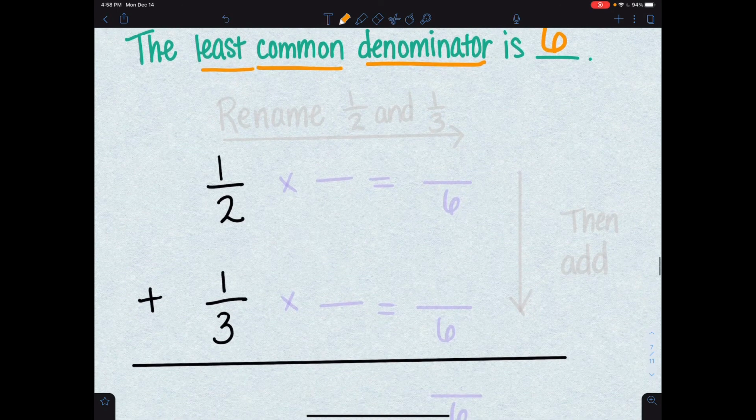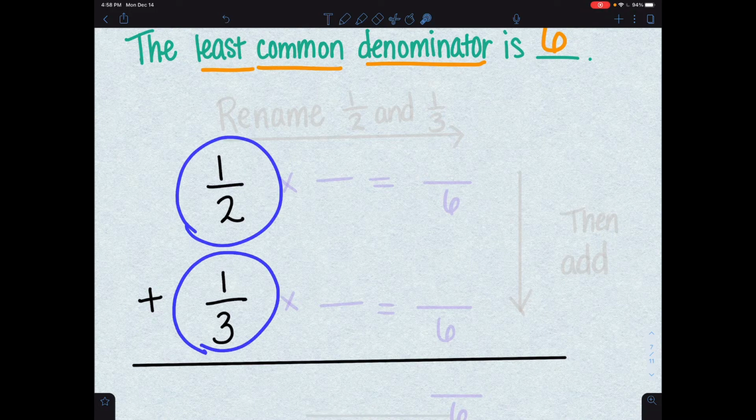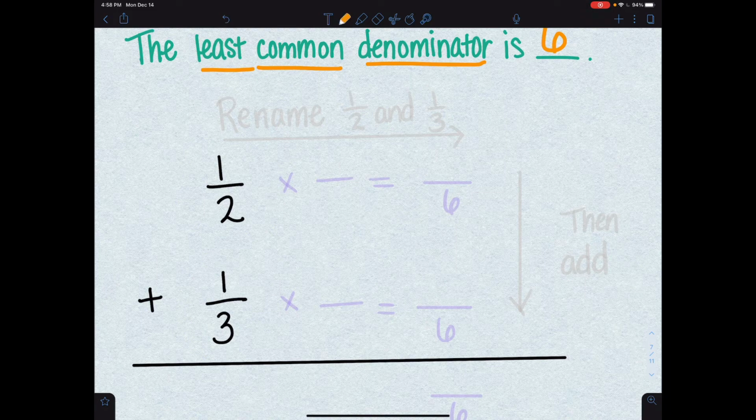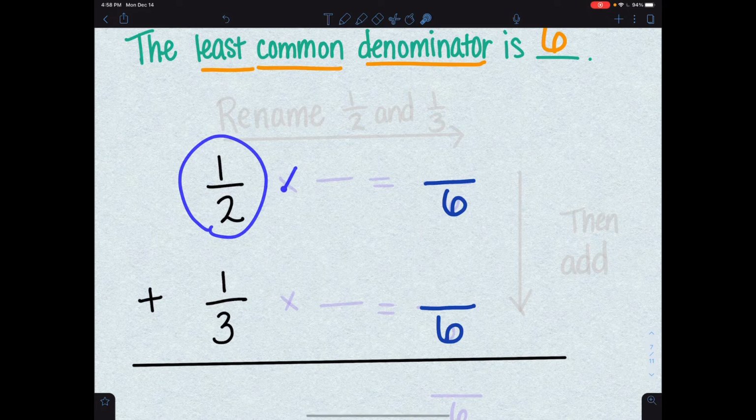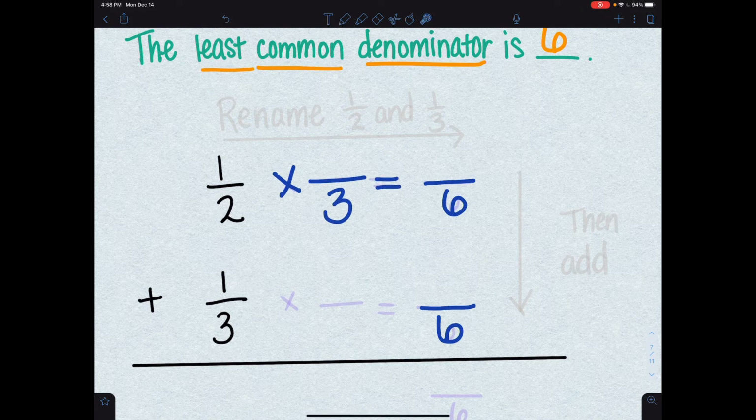Okay, so then now I know what the new denominator is going to be. So I have to take this problem, 1/2 plus 1/3, and change it into something I can actually add that has a denominator of 6. So let's look at the top one, 1/2 first. What do I need to multiply it by in order for 2 to turn into 6? And I think you can see I need to multiply 2 times 3 is 6. Of course, whatever you do to the bottom, you got to do to the top. So I'm going to put a 3 on top.